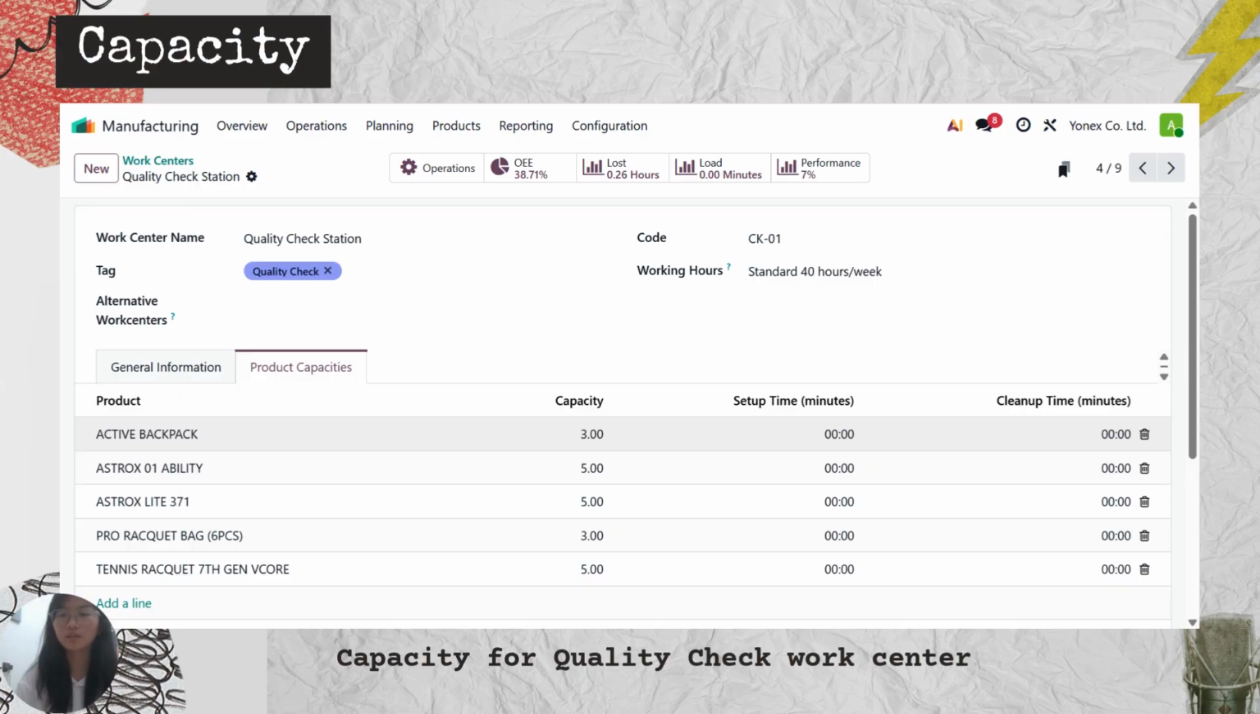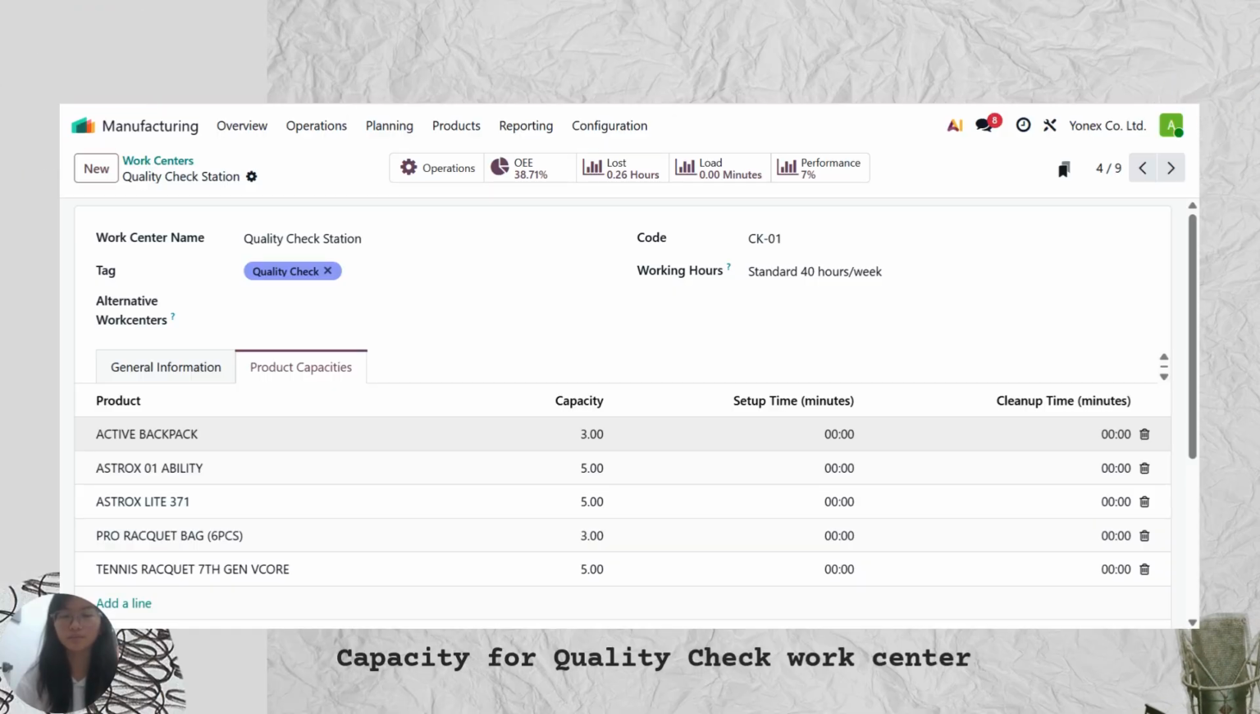This determines the actual output capacity of the work center. The screenshot shows capacity for quality check work center.